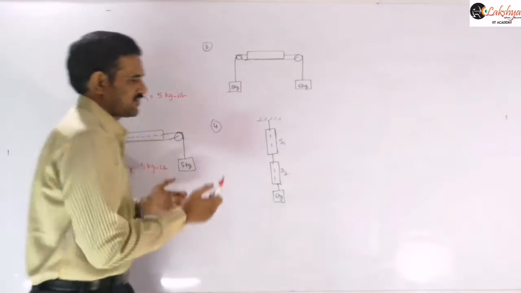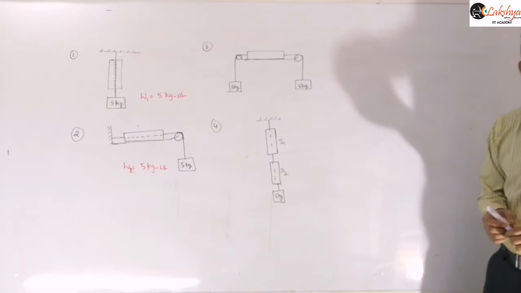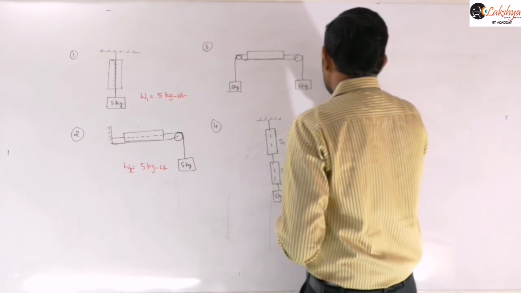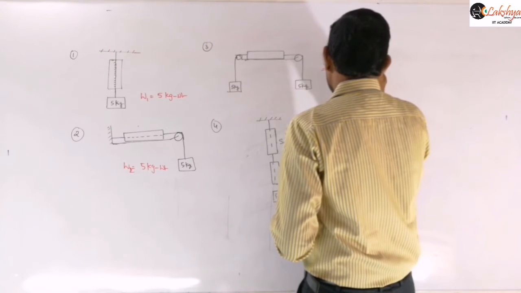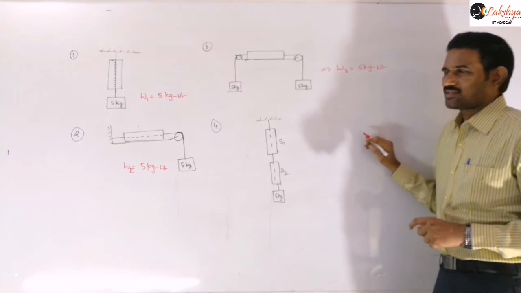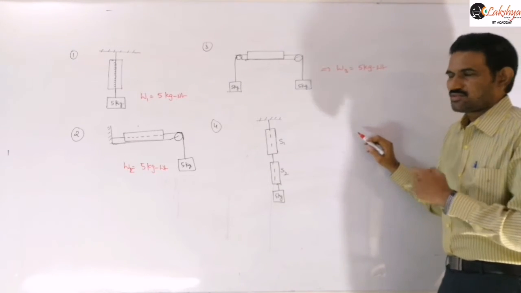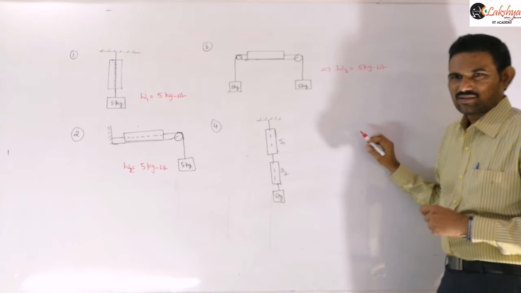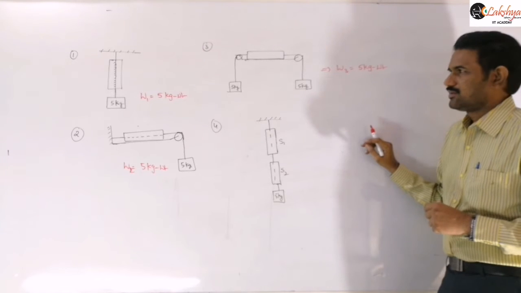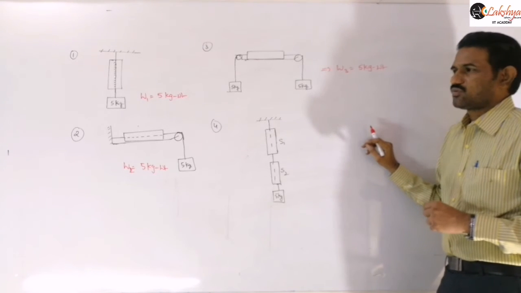In this case, both sides, 5 kg and 5 kg, are suspended. So the reading of the spring balance in this case is also 5 kg weight. Most of the students will think that the reading of the spring balance in case 3 is 0, because this side and that side have equal and opposite forces. Is that way of thinking correct? Does that mean the reading of the spring balance is also 5 kg weight only?